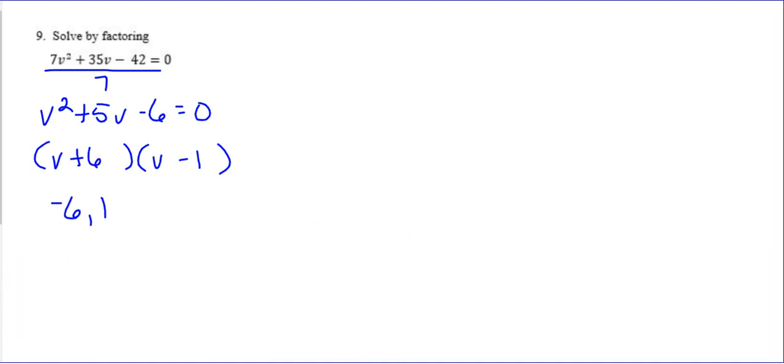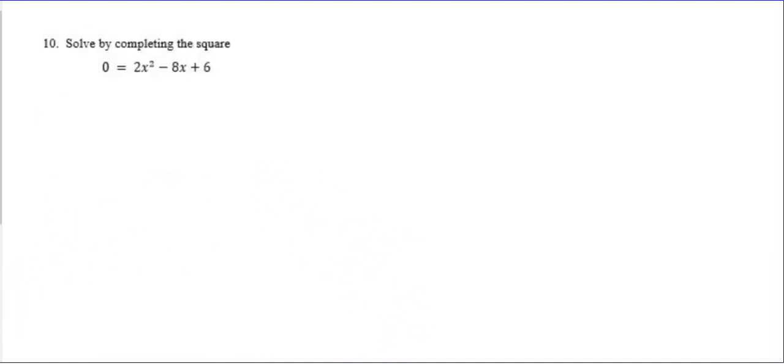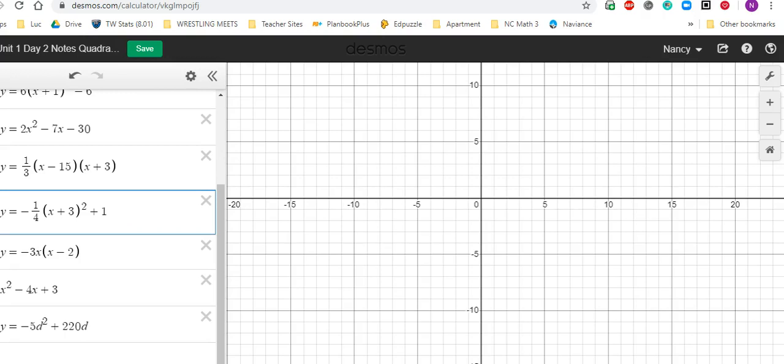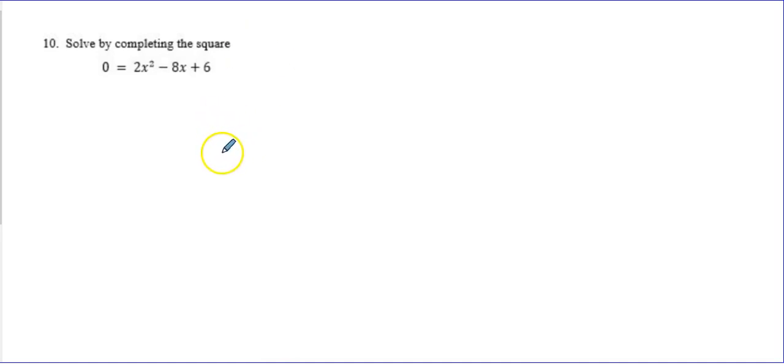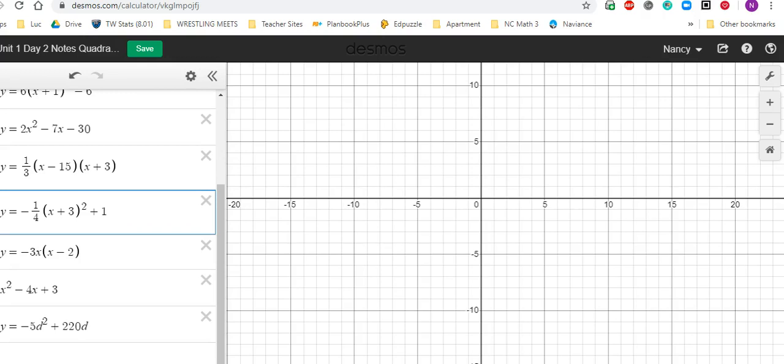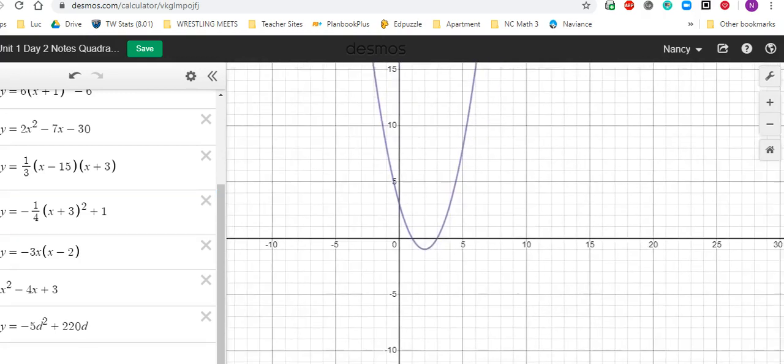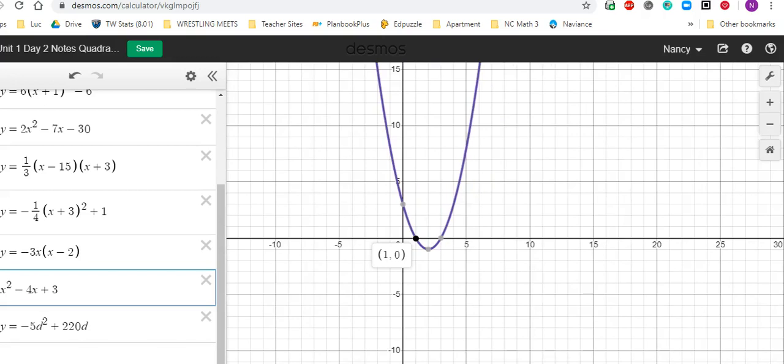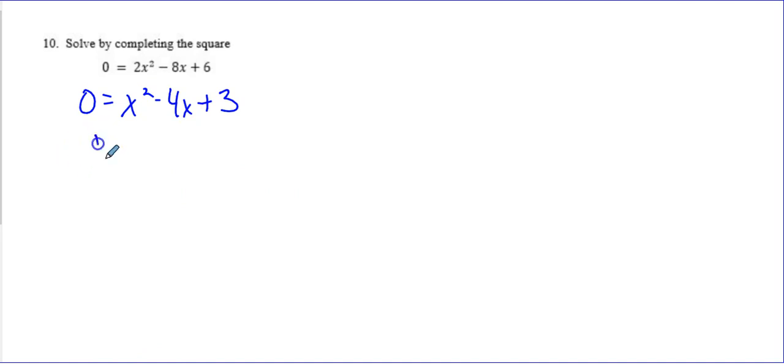All right, the next one, number 10, I would just graph this one. Let me see if I graphed this one. Actually, I didn't. That's fine. So I would just graph this one. 0 equals, and then again, I can also divide all of these by 2. They're all even numbers. x squared minus 4x plus 3. I did graph this one. Here it is. Okay, and then what we're looking for is the x-intercepts, or the roots, and they are 1 and 3. So again, if you can use Desmos, use it. So x equals 1 and x equals 3 on that one.